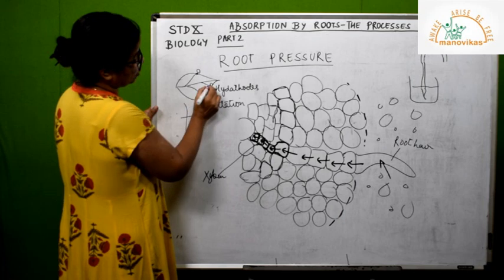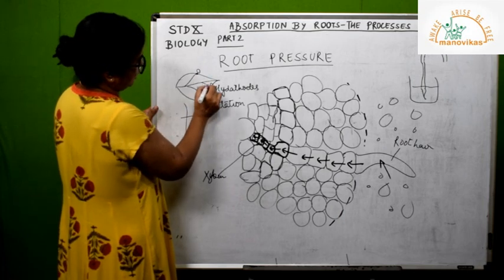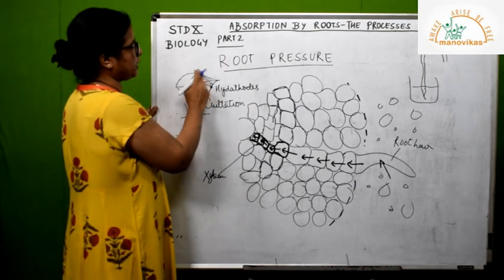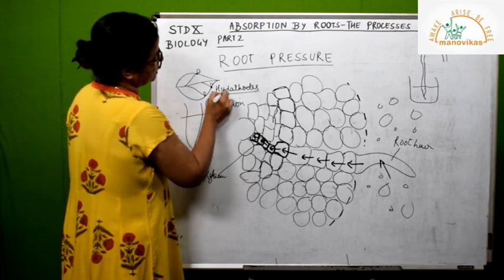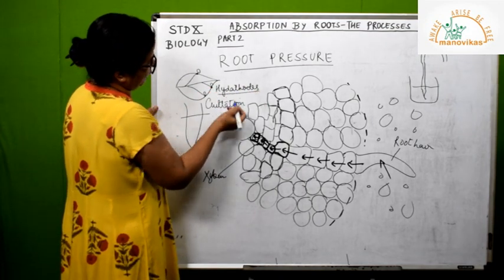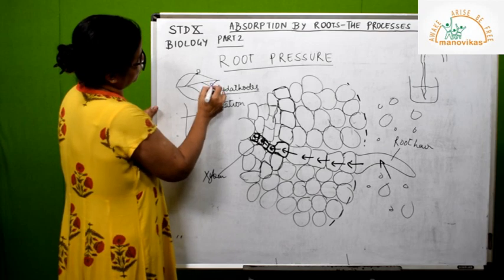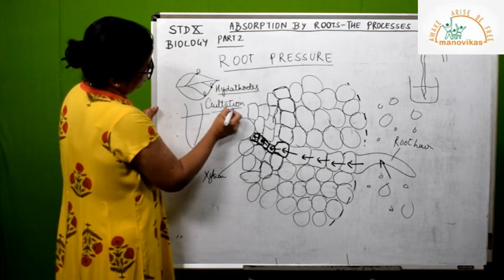This sap comes out and rests here, especially on cooler mornings, through the hydatodes. That means on the tip of the veins of the leaf, these hydatodes are there. Through them, this sap comes out. This process is called guttation.